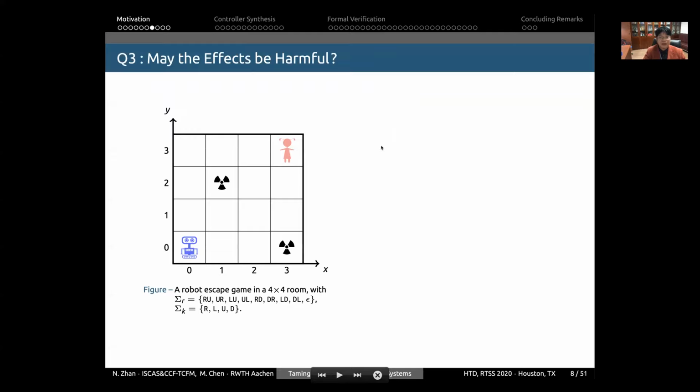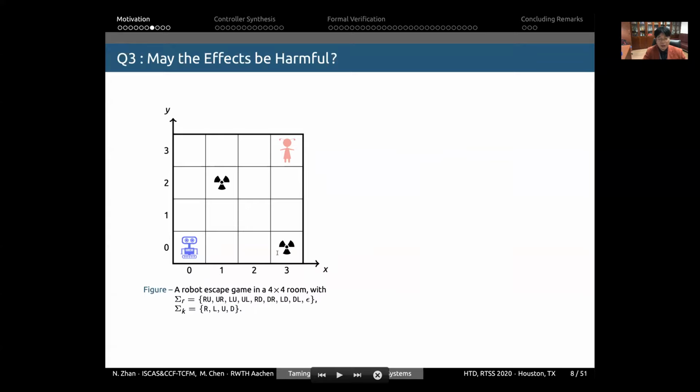So the further question: may the effects be harmful? Let's consider a concrete example. Let's consider the path planning of a robot. Suppose a robot can move around a room depicted here. Each time the robot can move 2 steps, any combination of up, down, left, right.